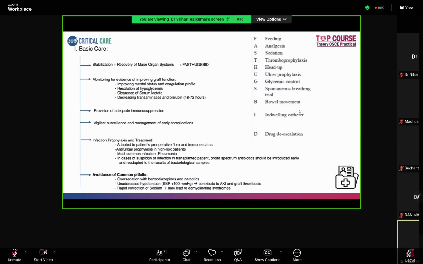And in addition to this, another important component is infection control. So infection control practices have to be very stringent whenever you manage transplant patients, be it any form of transplant, liver, kidney, cardiac, lung. It has to be done very meticulously.